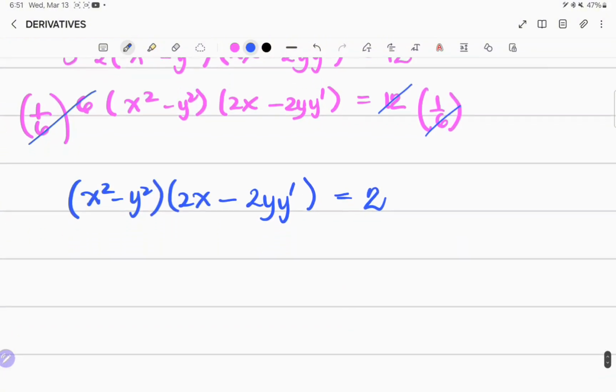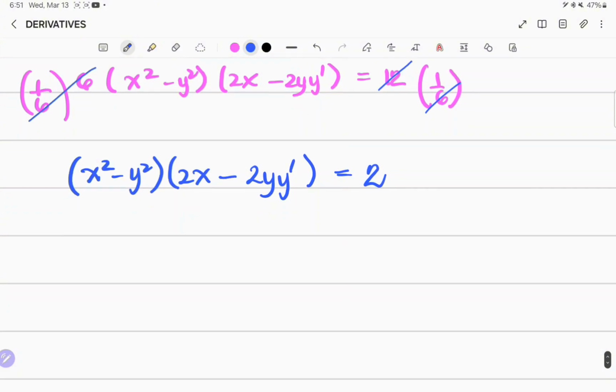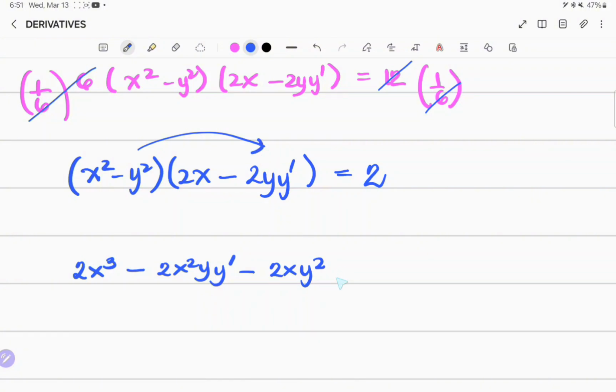So by the FOIL method, we can simplify the left side by multiplying the first, outer, inner, and last terms. So we have 2x cubed, outer is negative 2x squared y prime, inner is negative 2x y squared, and the last term is positive 2 y cubed y prime, equal to positive 2.